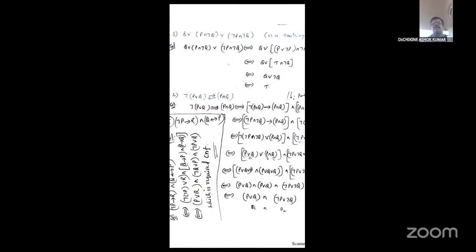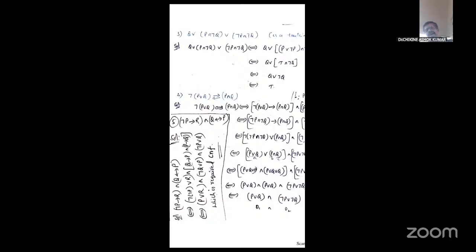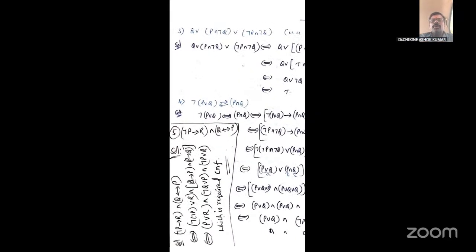Write the following proposition as a conjunctive normal form. What is our question? Q union P intersection negation Q union negation P intersection Q and negation Q. First, identify how many propositions there are in this entire question. We have only two propositions, one is P, one is Q. And he is asking to write this as a product of elementary sums. That is conjunctive normal form.